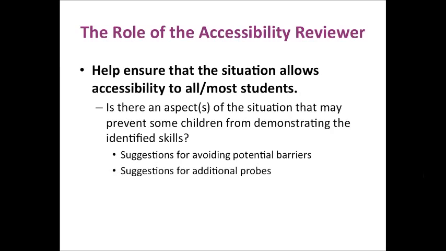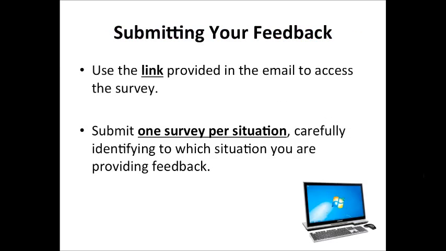All right, so now that you know what your role is, how do you submit your feedback? So you may have noticed in the email that there's a link provided to a survey. What you'll do is you'll enter your information on that electronic survey. Now, a few of you are reviewing more than one situation. Most of you are just reviewing one. However, if you are reviewing more than one situation, you're going to need to submit a separate survey for each situation. So make sure you carefully identify which situation you are providing feedback on so that we make sure that feedback gets to the right team so that revisions can be made.